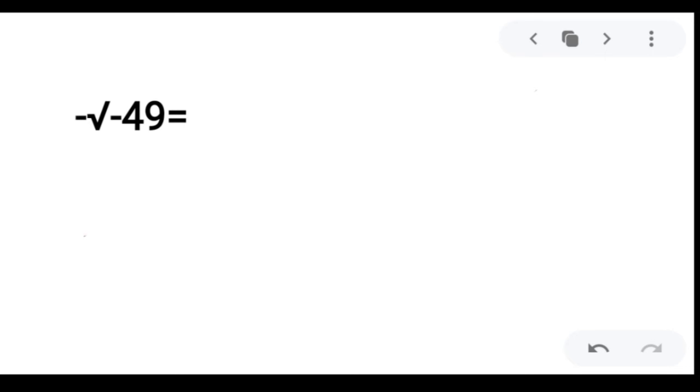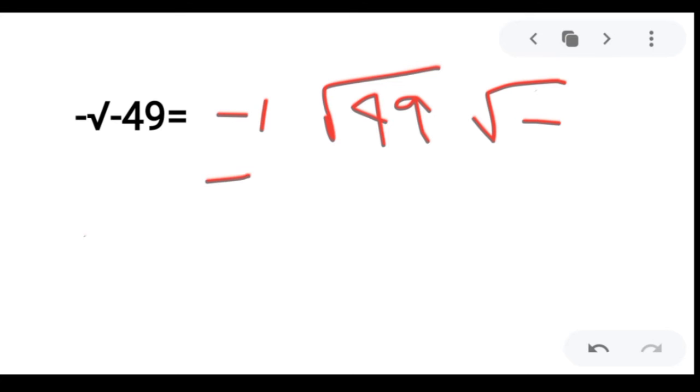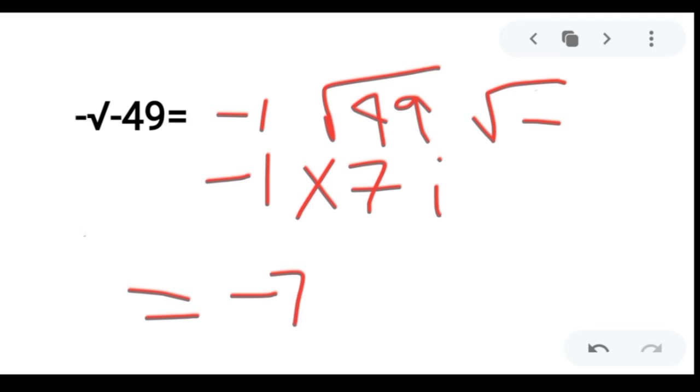The other given, perfect square na naman. Iwalay natin yung negative. May imaginary number 1, square root of 49, square root of negative, bring down negative 1. Simplify natin ng square root of 49 is 7. Square root ng negative 1 is i. Multiply natin. Negative 1 times 7 is negative 7i.